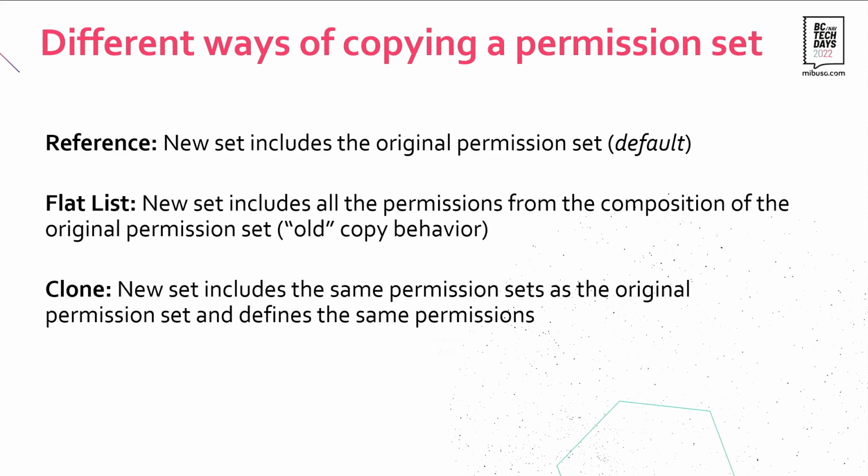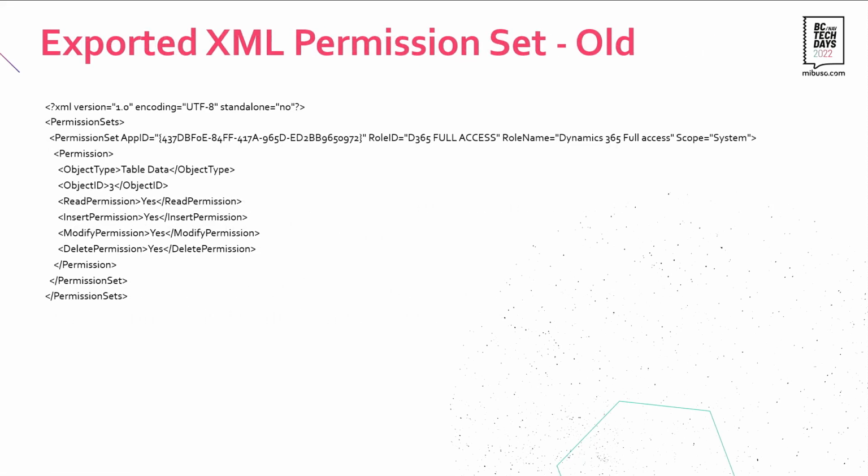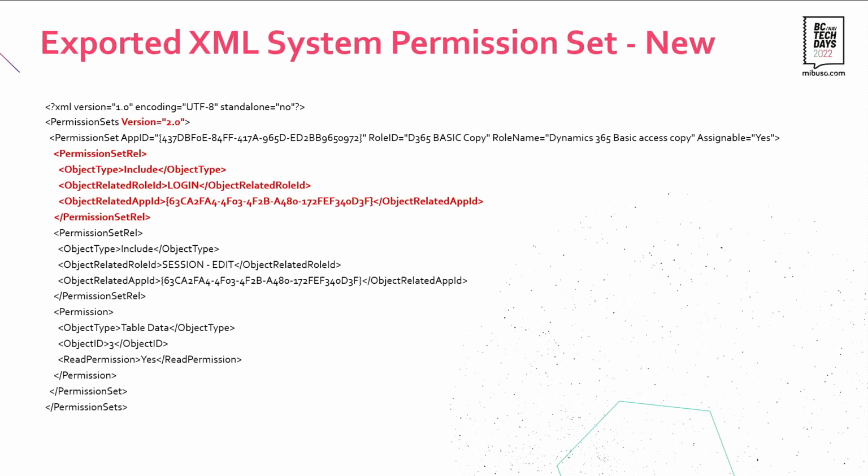And then clone is basically just cloning it exactly, with all the permissions and permission sets, whether it's included from the original. And then what I want to quickly go over is that these permission sets can also be exported into XML. So this is the old way that I'm sure some of you, or if not all of you, work with. There are some slightly new changes where the permission set relation is also now included.